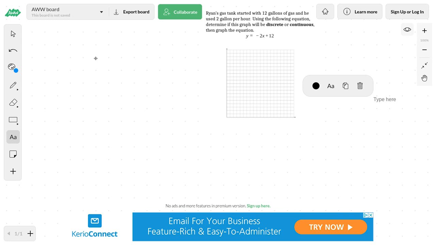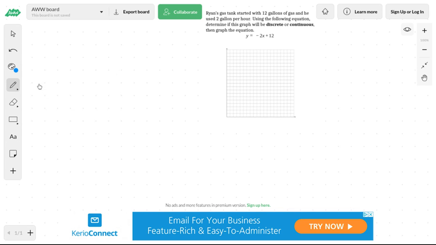So the first thing I want to do is determine what two variables I'm talking about. The one thing that I'm measuring is the gallons of gas, so that's 1. The next thing I'm measuring is the hours that I'm driving, because that is changing the gallons. So that's the second one.